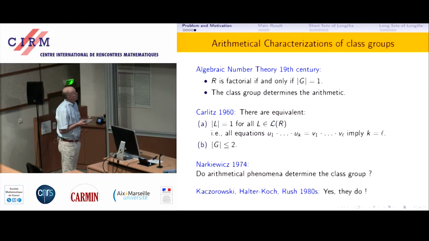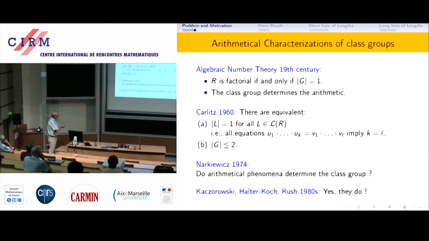It was more than half a century later when it was observed by Carlitz that, let us look at sets of lengths. Let's look at all equations of this type. Then there might be non-uniqueness, but at least the number of factors is always the same. This happens if and only if the class group has at most 2 elements.